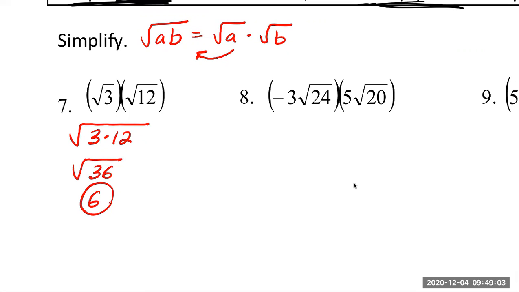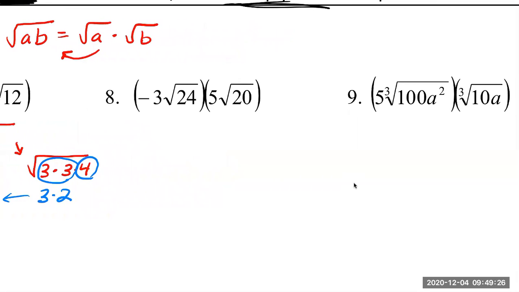You could also think of it as the square root of 3 times 12 is 3 times 4. And then notice I have a pair of 3's. And the square root of 4, I know that too. So that would be 3 times 2, which is 6.